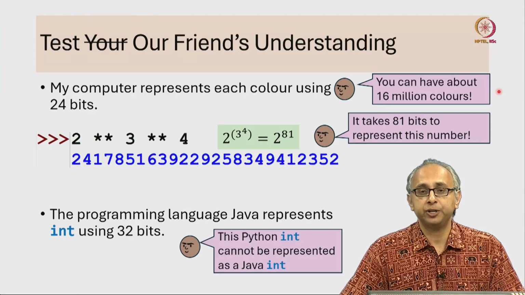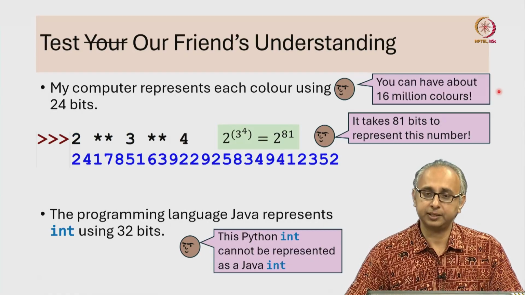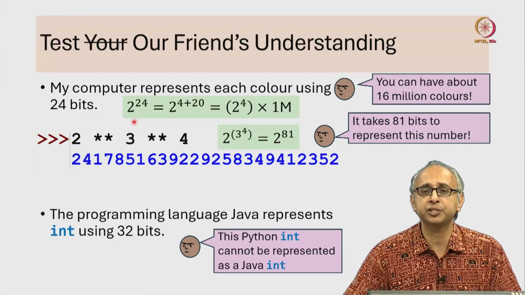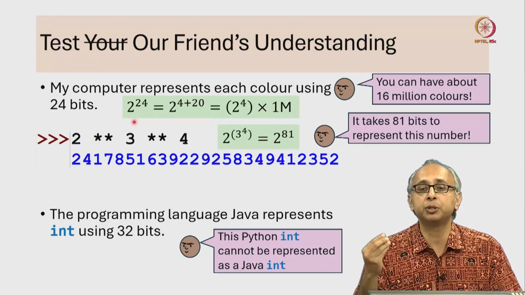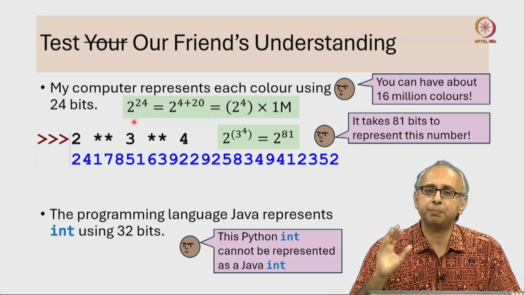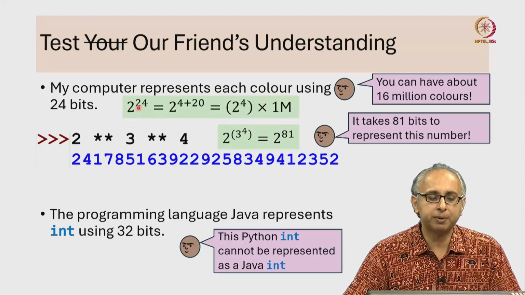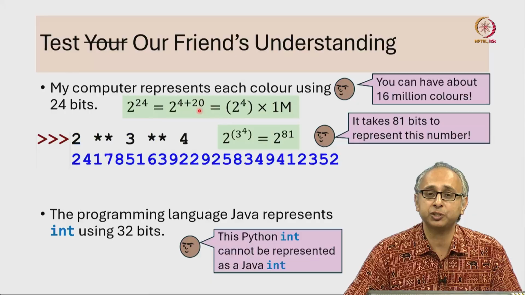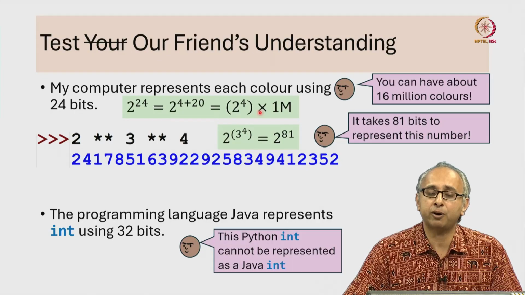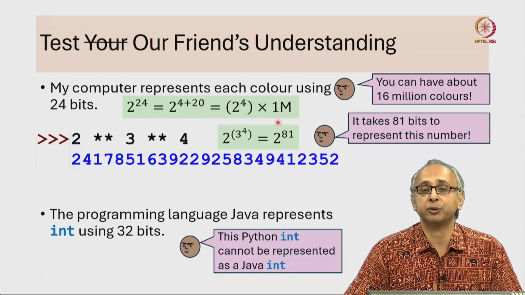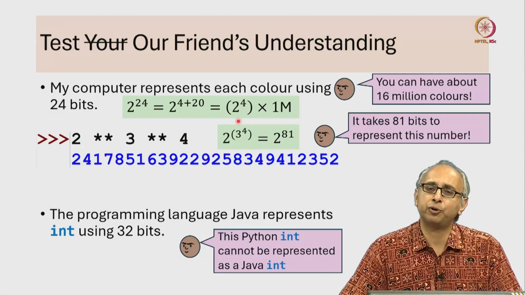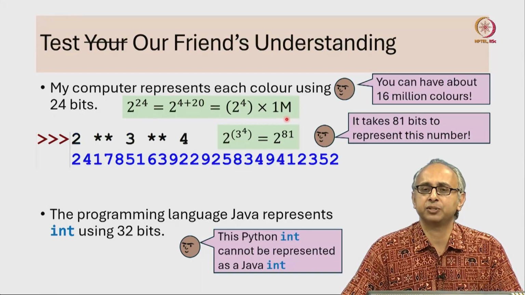So this first statement is certainly correct. We have to convince ourselves by going through the calculations. Once again, keep in mind that 2 to the power 20 is about 1 million. So 2 to the power 24, which of course you can write as 2 to the power 4 plus 20, is 2 to the power 4 times 2 to the power 20. So that's 2 to the power 4 times a million. 2 to the power 4 is 16, and that's about 16 million.